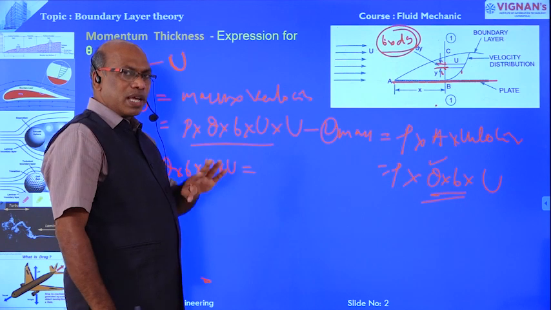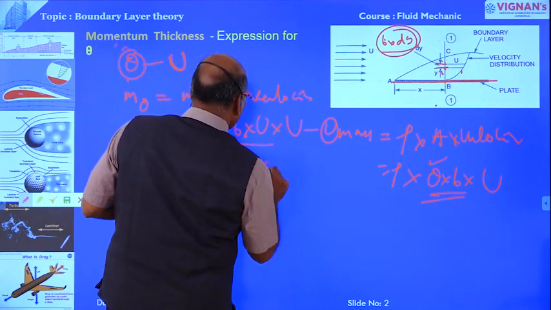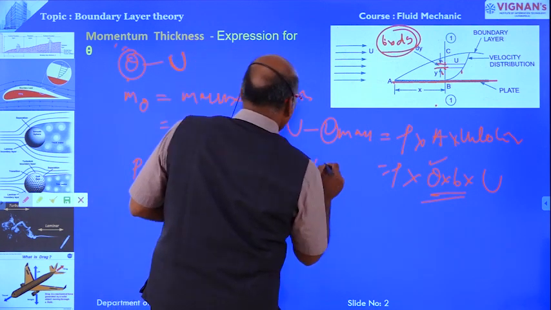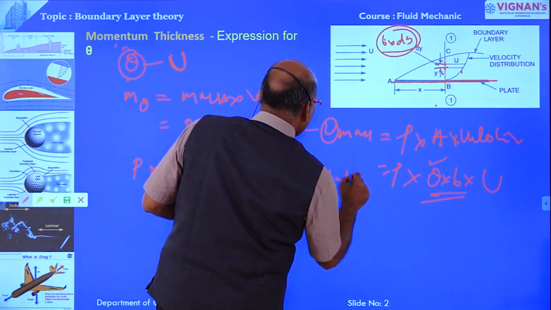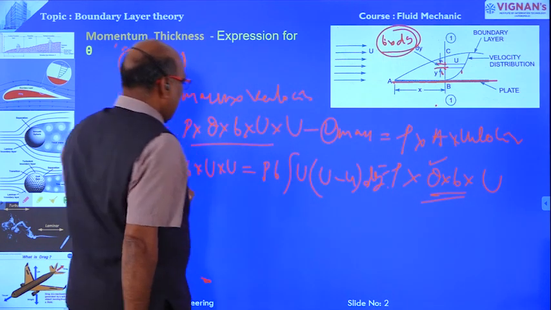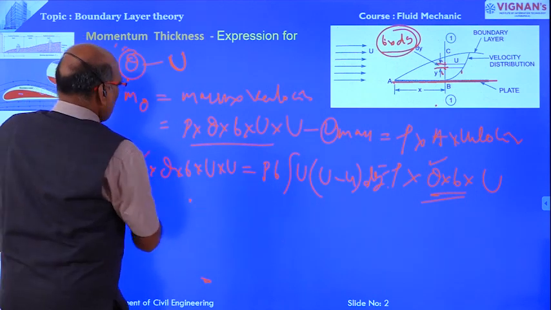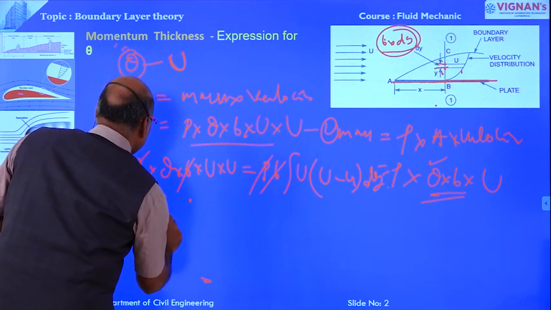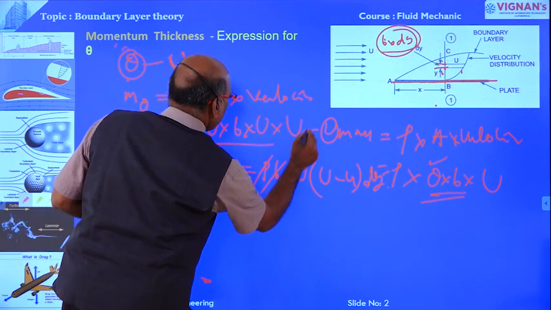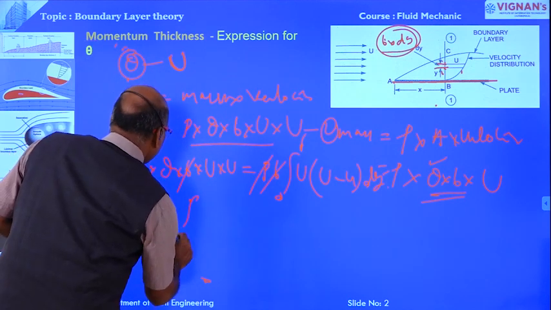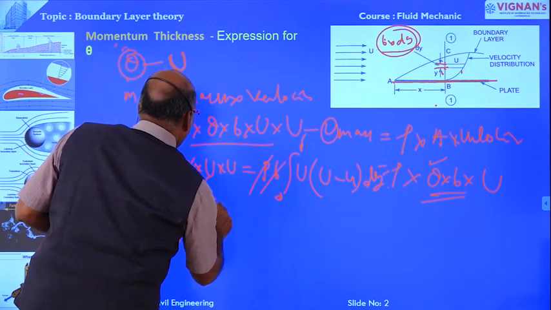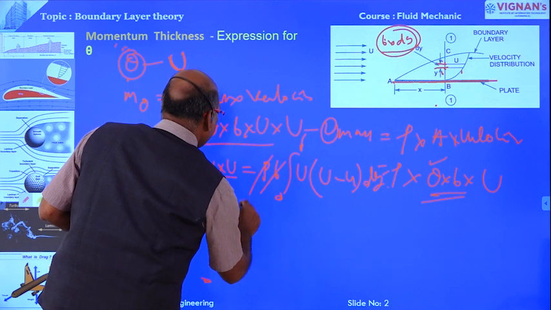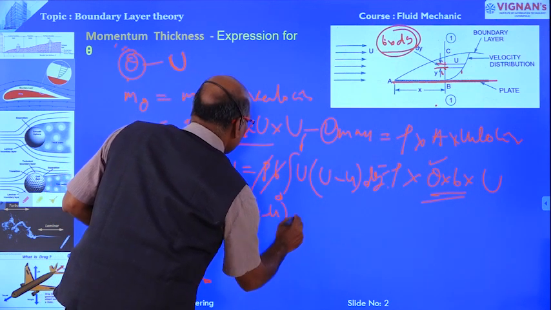So rho into theta into b into U square is equal to the loss because of the presence of the boundary layer, absence of the boundary layer, that is equal to rho b integral u into capital U minus small u dy, right? Now rho cancels, b cancels, therefore theta is equal to integral 0 to delta small u by capital U square, taken that side, into capital U minus small u dy.